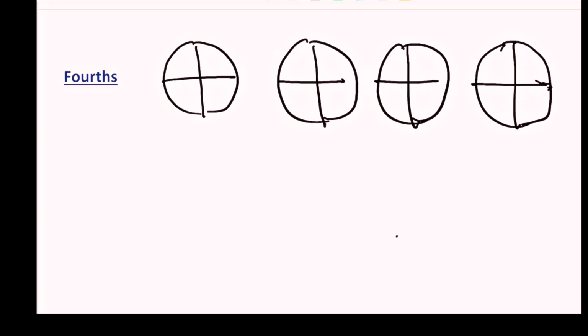Now let's learn what fourths are. As you see, I draw four circles. Each circle is divided into four equal parts. I shade one part. That means I shade 1/4.